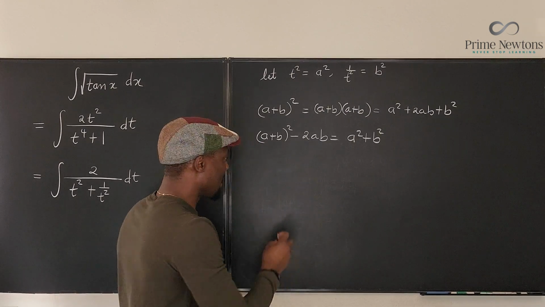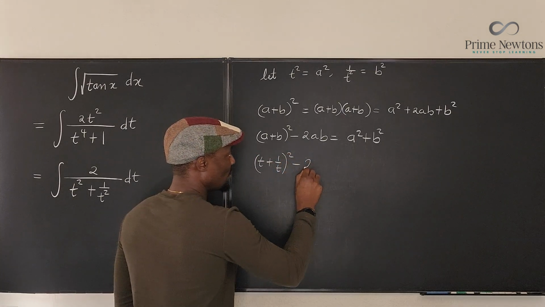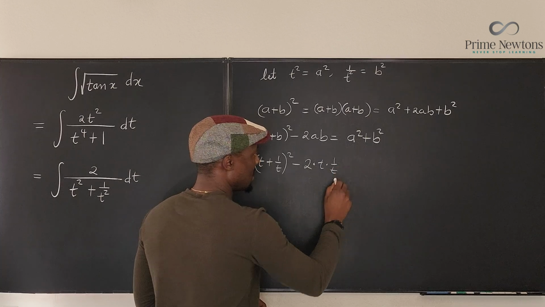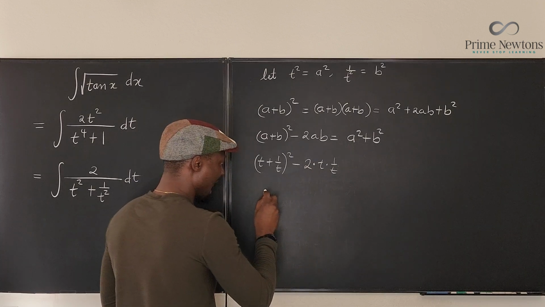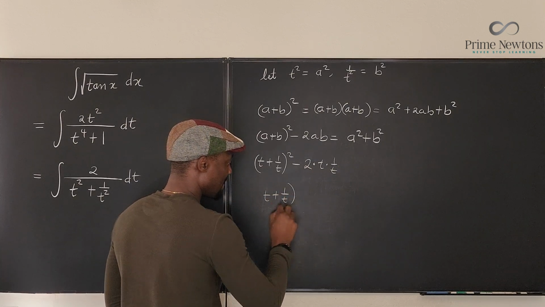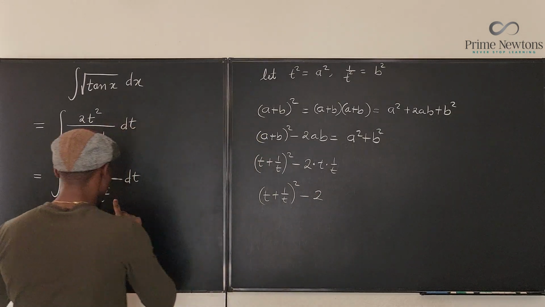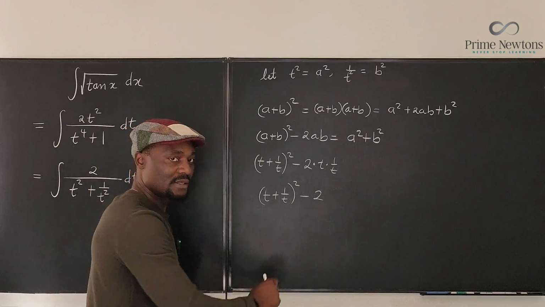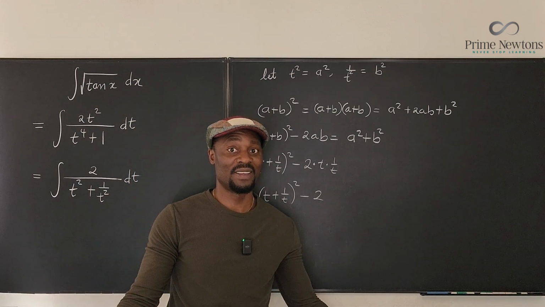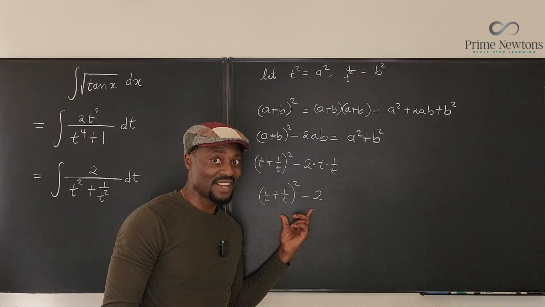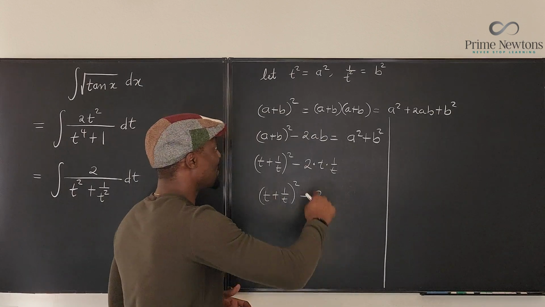But this expression will look like this: t plus 1 over t squared minus 2 times t times 1 over t. But if you multiply these two together, you're going to get 1, right? This cancels this, you have 2. So this is actually t plus 1 over t squared minus 2. So I can clearly write what I have in the denominator as this, which is what I'm going to do. However, it would not work. I need the brother to this. And what does the brother look like? The brother looks like this.